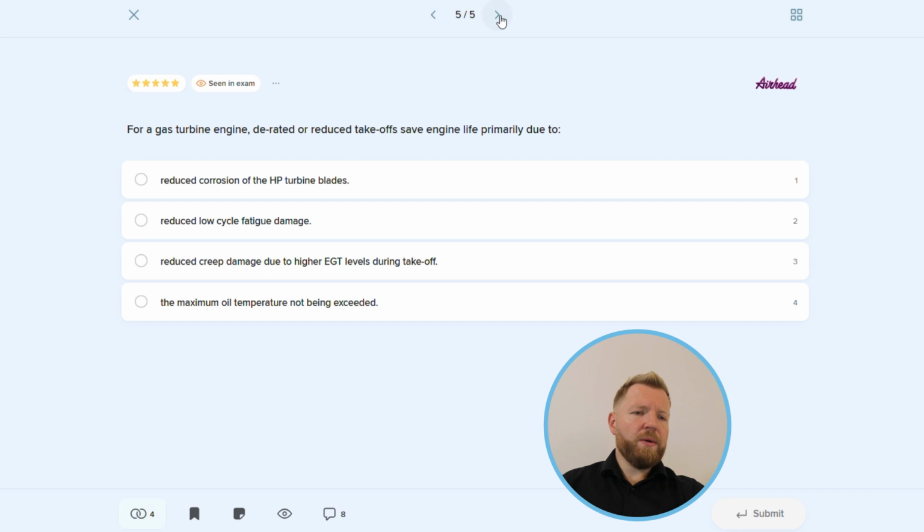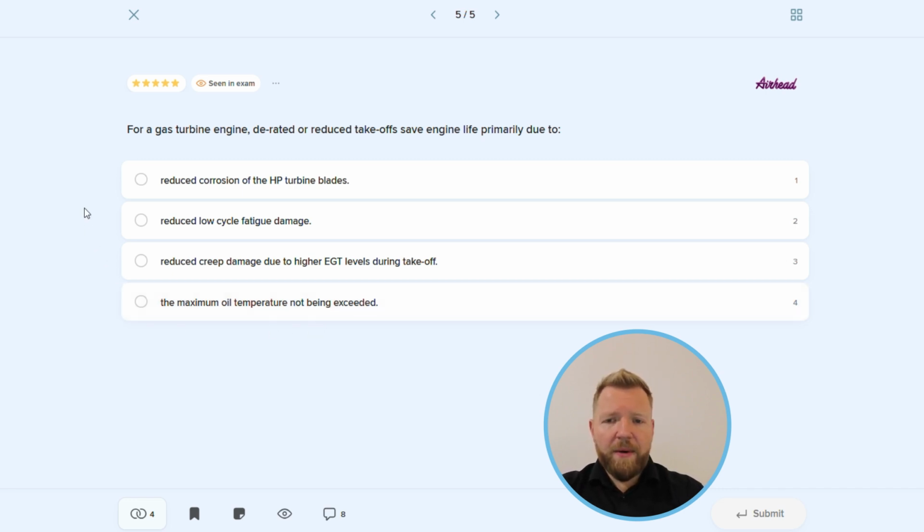And going to question number 5. For a gas turbine engine, derated or reduced takeoffs save engine life primarily due to reduced corrosion of the high-pressure turbine blades, reduced low cycle fatigue damage, reduced creep damage due to higher EGT levels during takeoff, or the maximum oil temperature not being exceeded.